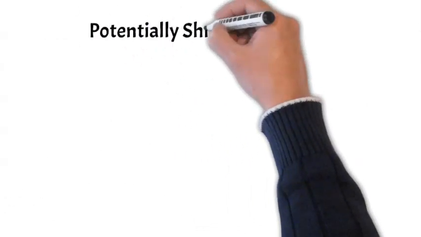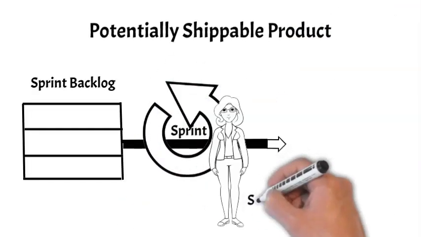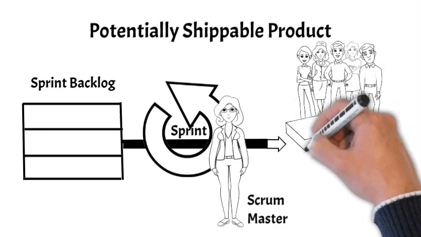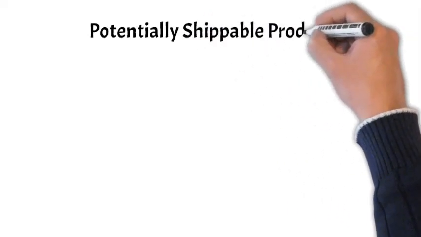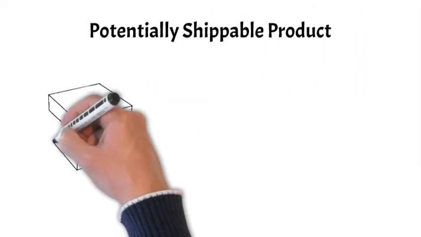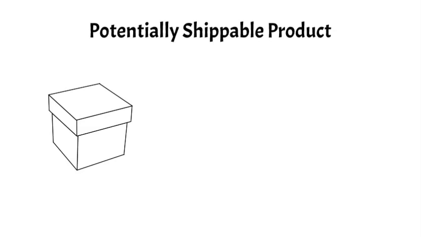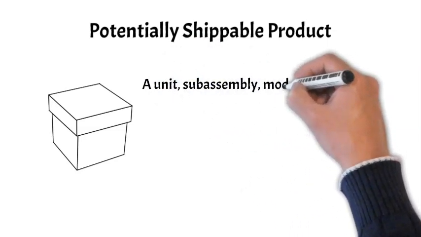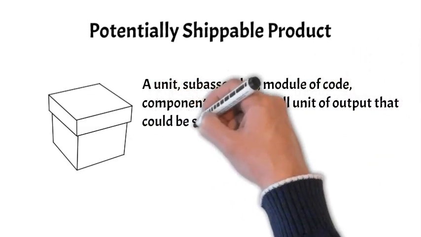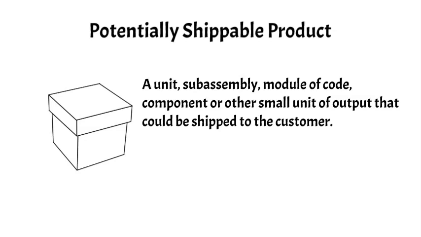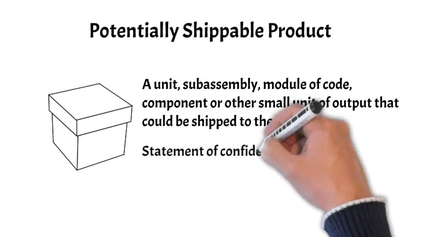The completed tasks in a sprint represent what is called a potentially shippable product or product increment. It represents output that is capable of being evaluated and tested. Potentially shippable products are important milestones in Scrum. A potentially shippable product is a unit, subassembly, module of code, component, or other small unit of output that could be shipped to the customer. However, it does not mean that the unit will actually be sent, but it is a statement of confidence that what has been completed by the development team is done.